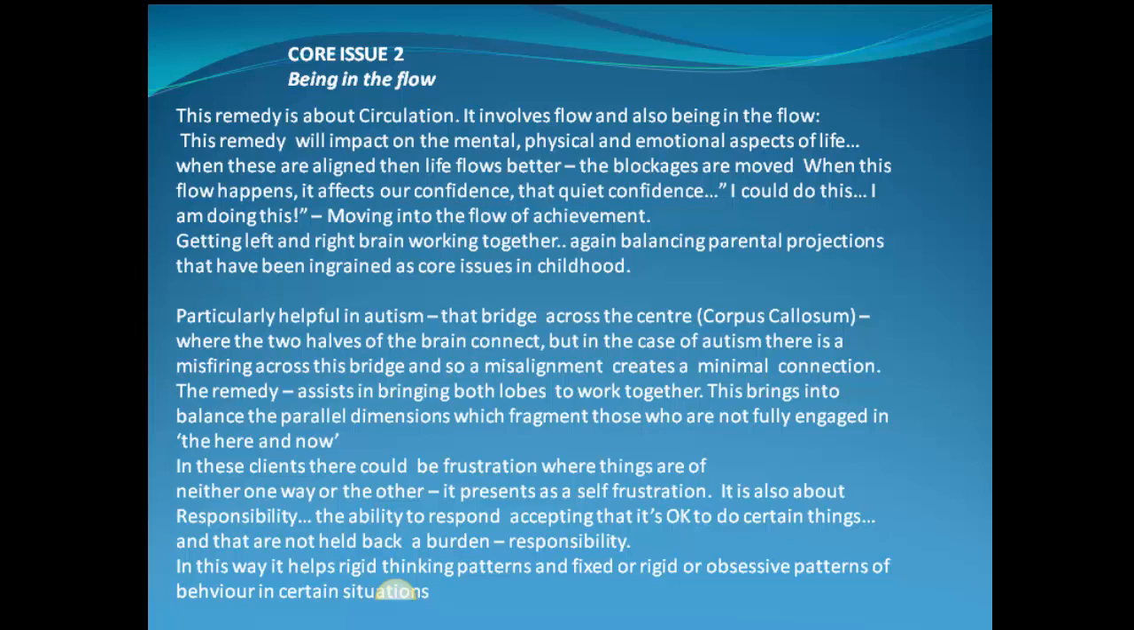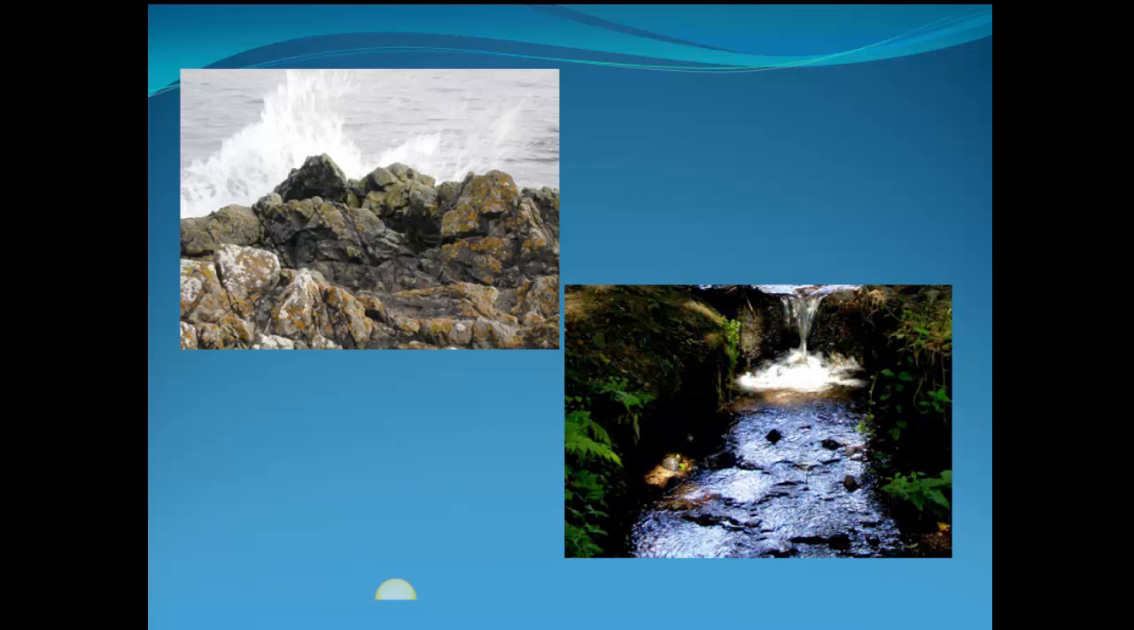Now, in these clients, there could be a frustration where things are neither one way nor the other. So it presents a kind of self-frustration. It's also about responsibility, and by that I mean the ability to respond, accepting that it's okay to do certain things and that they are not held back as a burden, a responsibility. Okay? And in this way it helps with rigid thinking patterns and fixed or rigid or obsessive patterns of behaviour in certain situations, which are sometimes the symptoms presented by people on the autistic spectrum disorder. So it actually helps to break through the barriers, the rigid barriers, and start to get things flowing once more like it should.